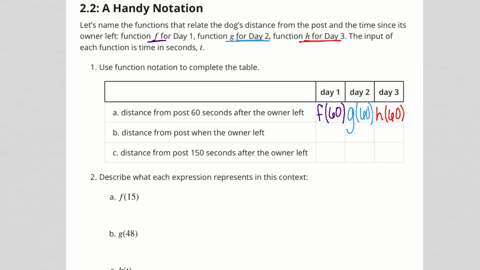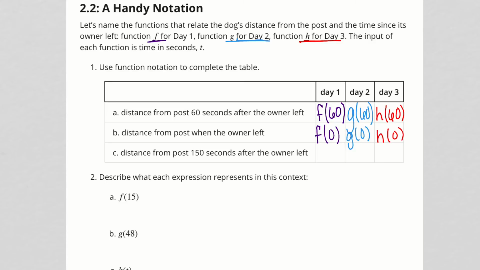So let's go back and do day 1 for the distance from the post when the owner left. At what time was it when the owner left? Zero seconds. So for day 1, we're going to say f of 0. What do you think we're going to put for day 2? G of 0. What about day 3? H of 0.